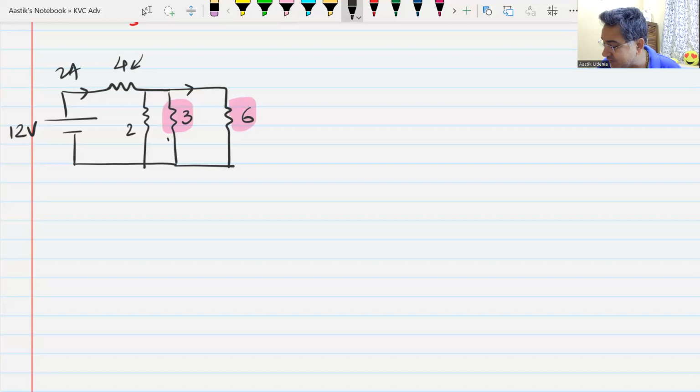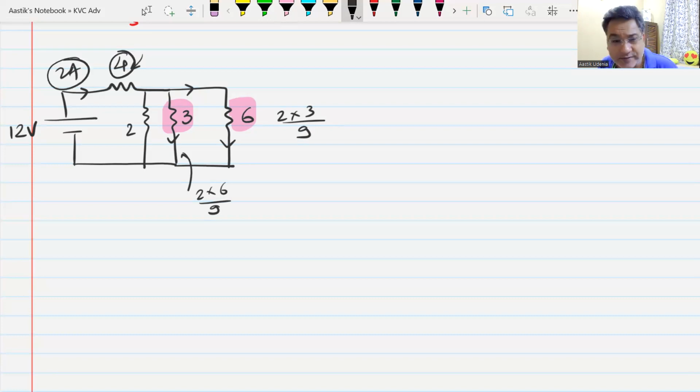How will the current divide? The current will divide in inverse ratio. Yes or no? Yes, sir. So the current in this one will be 2 into 3 divided by 9. Current in this branch will be 2 into 6 divided by 9. You can also find the potential drop. This is 4 ohms and the current is 2 amperes. So potential drop is 8 here and potential drop across this would be 4 here. Yes or no? Yes, sir. And the potential drop will be the same because they are in parallel. So this is 4/3 and this is 4/6. You can get the answer in that way also. Do we understand what I am saying? Yes, sir.